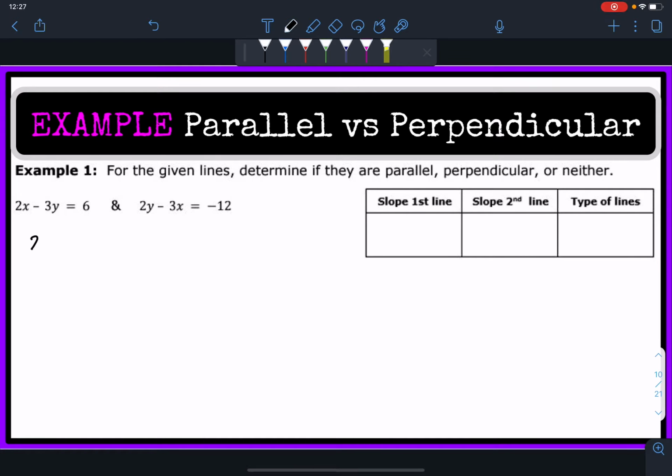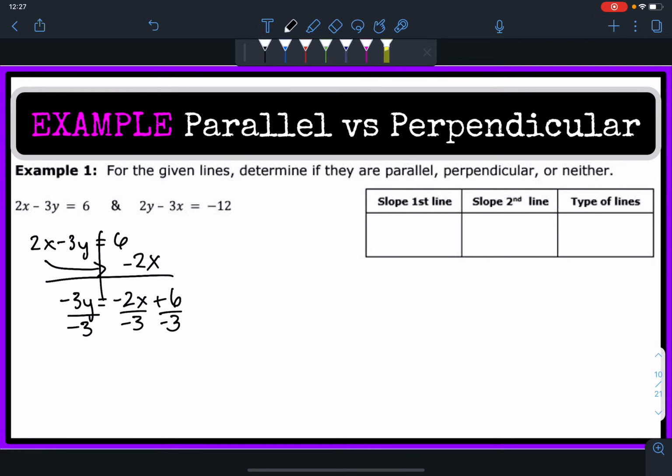So we have 2x minus 3y is equal to 6. I move the x to the opposite side of my equation, and I end up with -2x. So -3y is equal to -2x plus 6. I divide by -3, and the reason we divide is because we're multiplying the y with 3. So we're going to divide by -3. And our value of y is going to equal 2 over 3x minus 2. So you see our slope is equal to 2/3. So our slope right here is equal to 2/3.